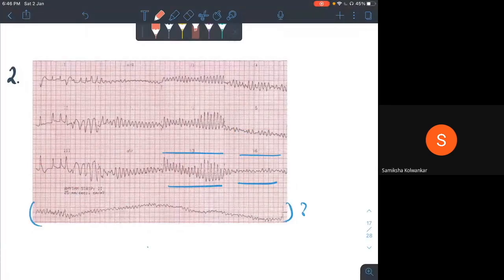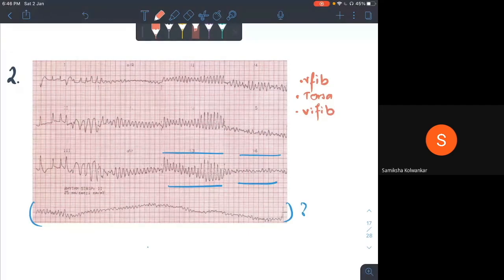Now, I've given you hints here because this is a bit stretched out. So think about it. Okay, I see VFib, V torsades, VFib. Okay, VFib.